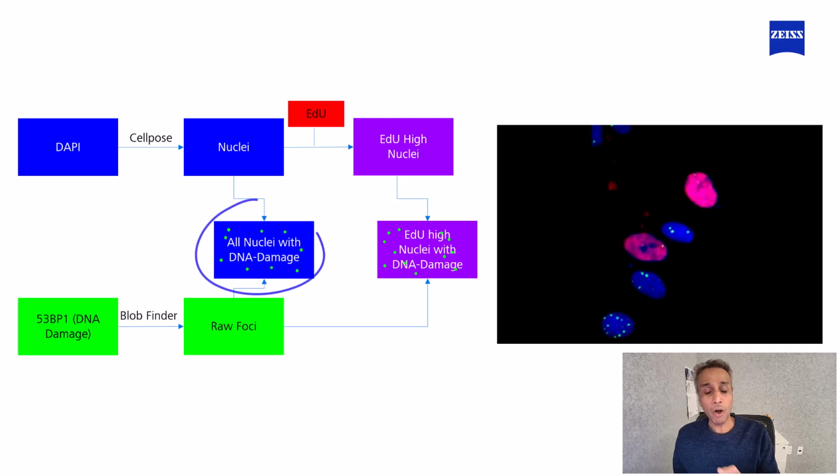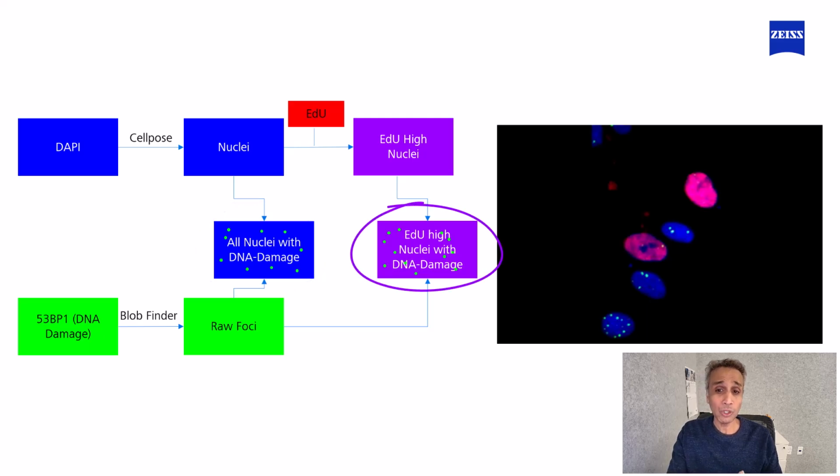And finally, all nuclei with DNA damage are identified by compartmentalizing the foci within the nuclei. And similarly, EdU-high nuclei with DNA damage are identified by compartmentalizing foci within these objects. So with that background, let's see how easy it is to build our custom pipeline in arivis Pro.